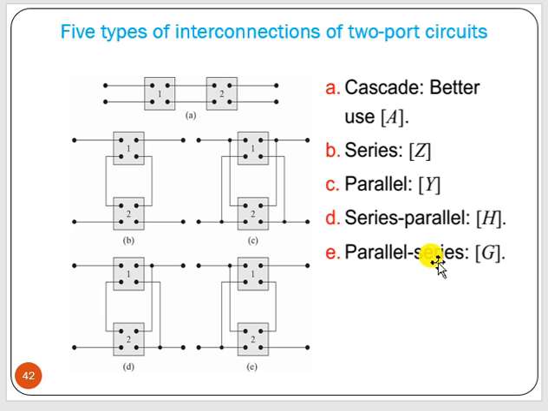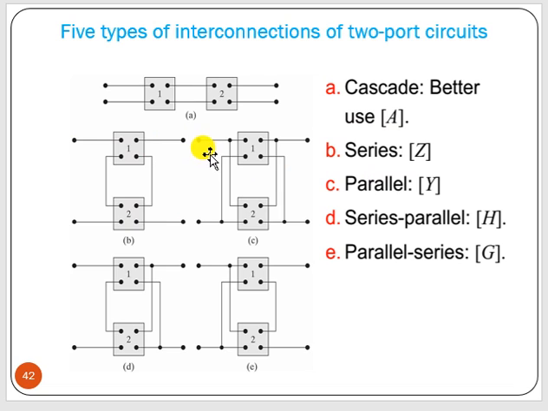Now say there are certain types of interconnections of two ports. One is cascade connection. For that we have to use the ABCD parameter. It is direct cascade connection. Series connection is also possible. That means now see here, this is the port, this is connected in series. Okay, and the Z parameter is the better one for that.